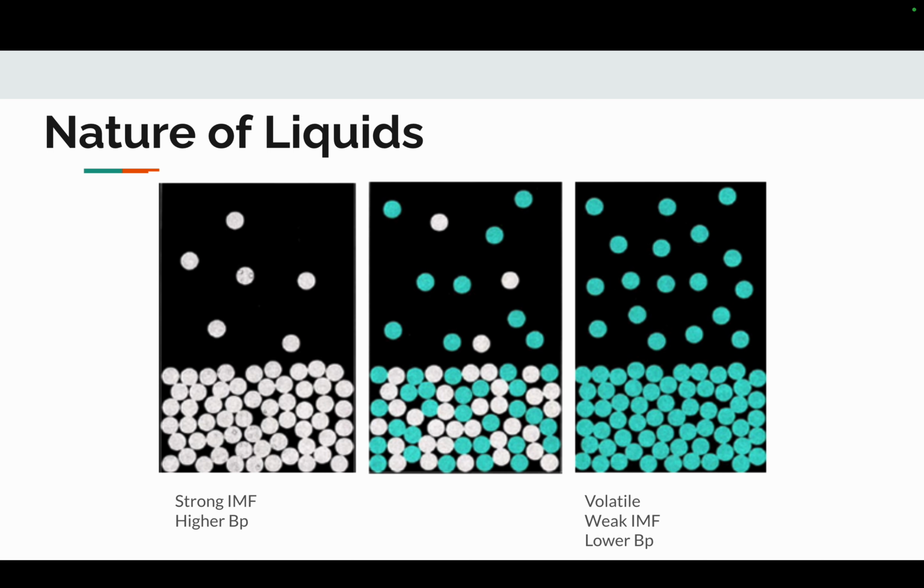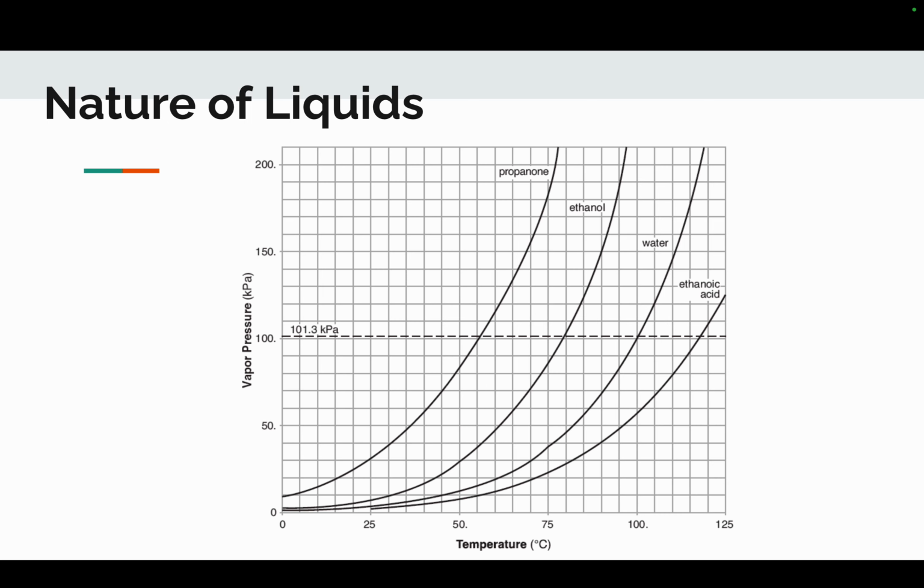They're going to be more easily separated into a gas, and form this bigger space between the molecules. Now, this means that propanone is much more volatile than water, more volatile than ethanol, and more volatile than ethanoic acid. And the same is also the case vice versa. Water is much less volatile than propanone and much less volatile than ethanol.